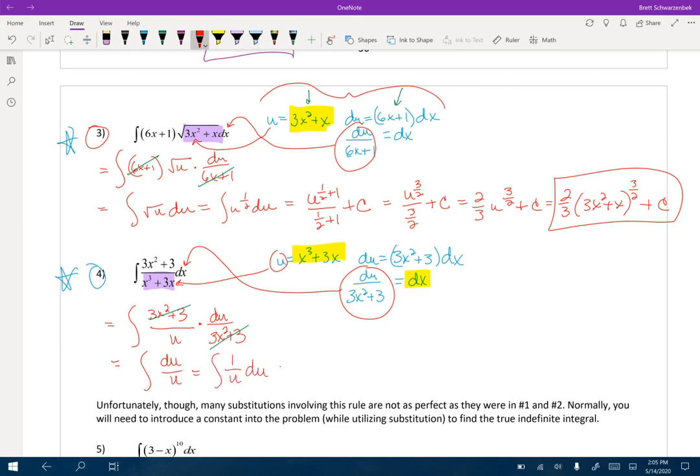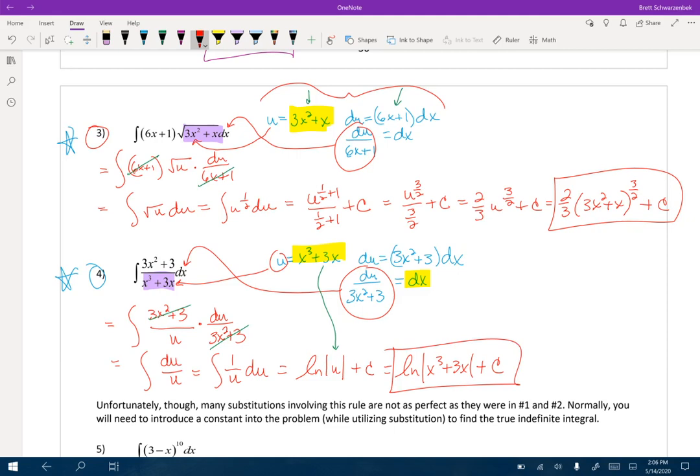So hopefully by now the light bulb is just going off like crazy in your head, and you're going, I remember. The integration of this is the natural log of the absolute value of u plus c, which means all that's left is to take our original u and put it right back into the function. So we're going to get the natural log of the absolute value of x cubed plus 3x, plus c.